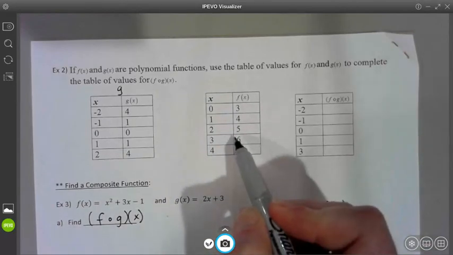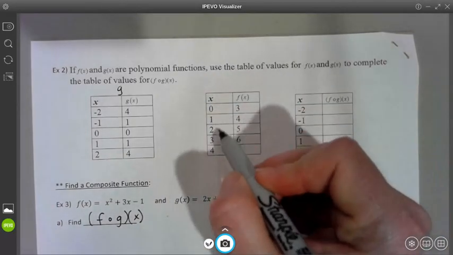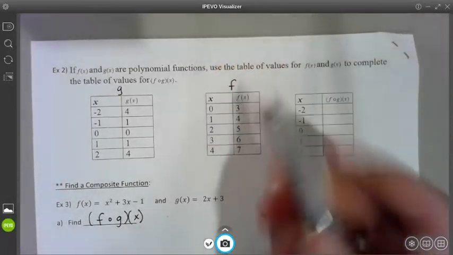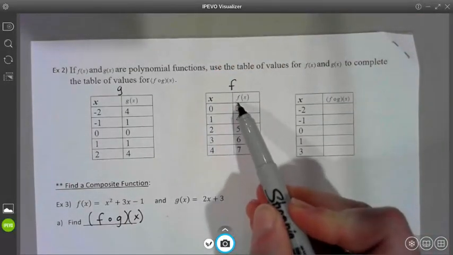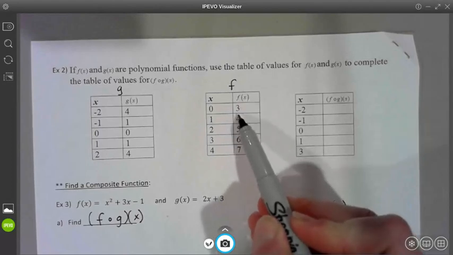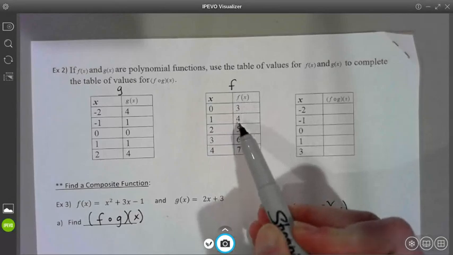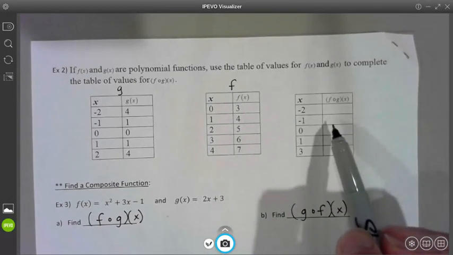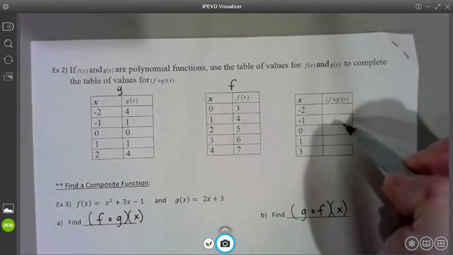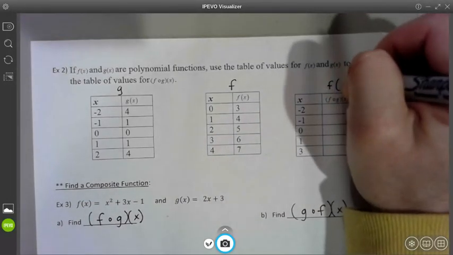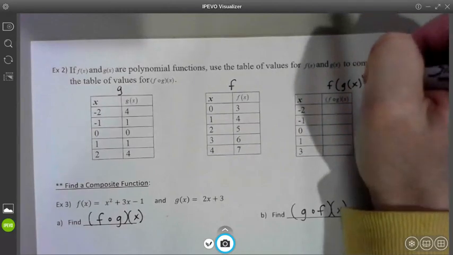And then this is the table of values for f of x. These are all the x values that you will plug in, and then these are the outputs that will come out. So this is all for function f. So if you plug 0 into function f, f of 0, a 3 will come out. If you plug 1 into function f, f of 1, a 4 will come out, and so on. So now they want us to use these 2 tables to complete the table for f of g of x. Well, again, I like to think of it as this, f of g of x.